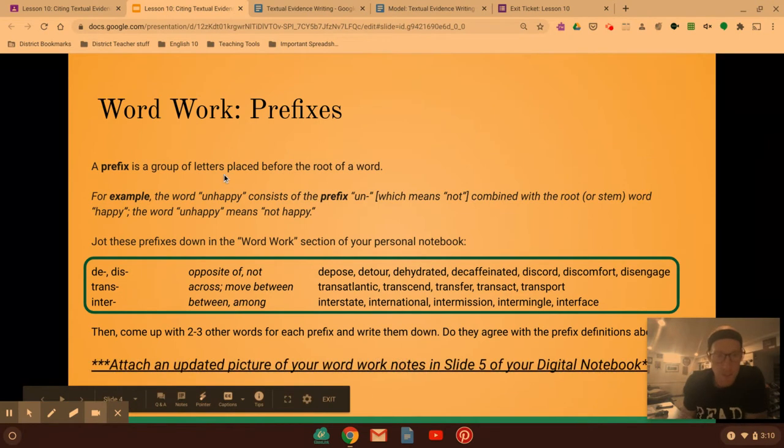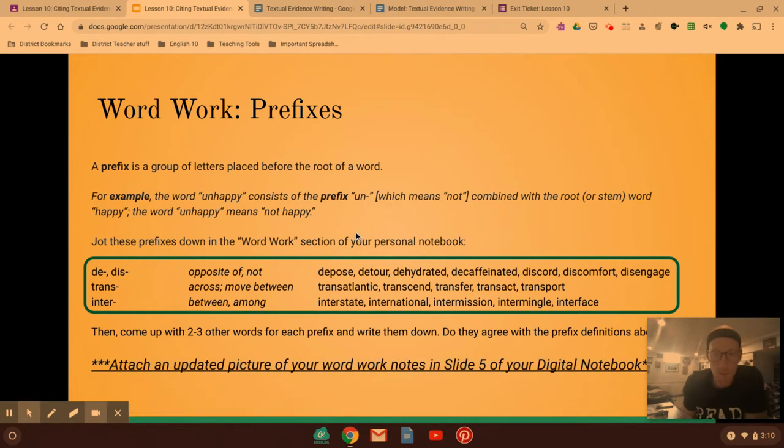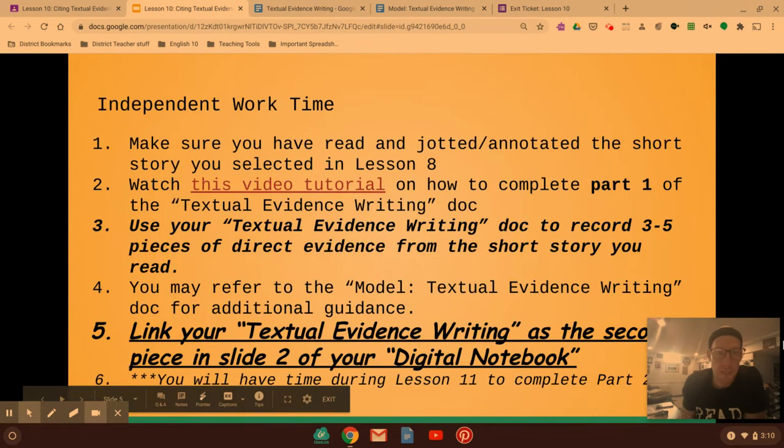Once you're done, please take a picture and attach your WordWork notes in slide 5 of your digital notebook. Then we can move on to independent work time.